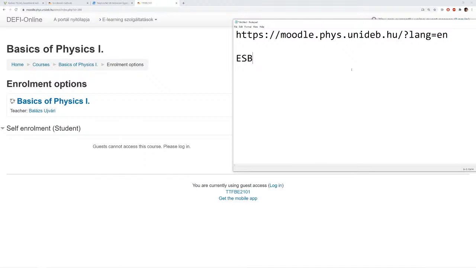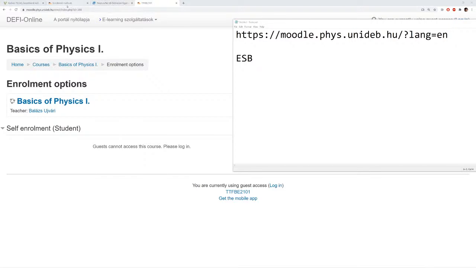And the code for enrollment is ESB. Well, answering that question, sorry. For us, this is the so-called normal e-learning system, this Moodle. I don't know the others. All right. Have you registered for the course? This is the ESB, Earth Science Biology. This is the enrollment key.